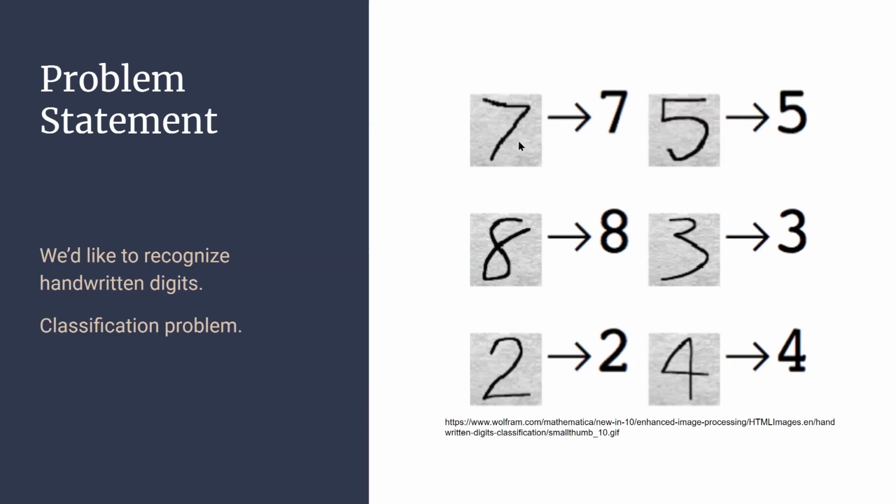Okay, so the problem we have here is that we'd like to recognize handwritten digits, as shown here. Like I mentioned, this is a pretty common classification problem. In this image, you have maybe 7, 8, 2, and you want to recognize: oh, this is 7, or oh, this is 8. So the model should be able to recognize this. Pretty cool problem.